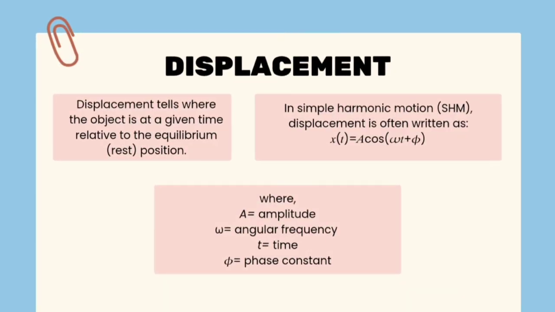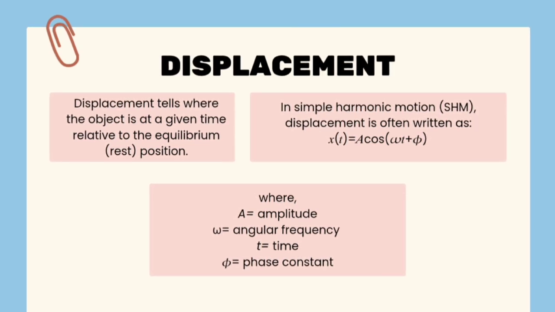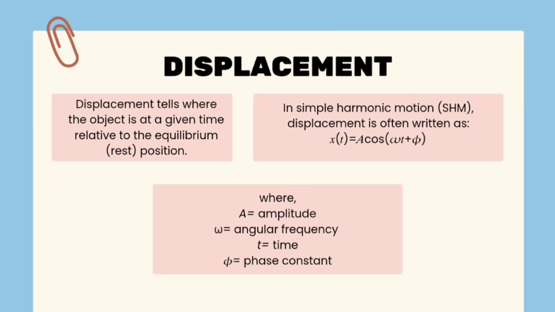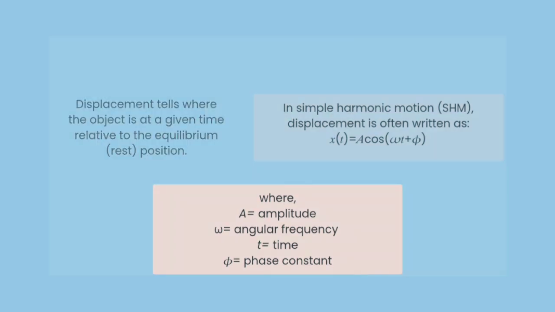Displacement tells us where the object is at any given time during its oscillation. For simple harmonic motion, which is a nice, smooth oscillation, we can describe the displacement using these equations, where A is the amplitude, W is the angular frequency, T is time, and O is the phase constant, which tells us where the oscillation starts at time 0.